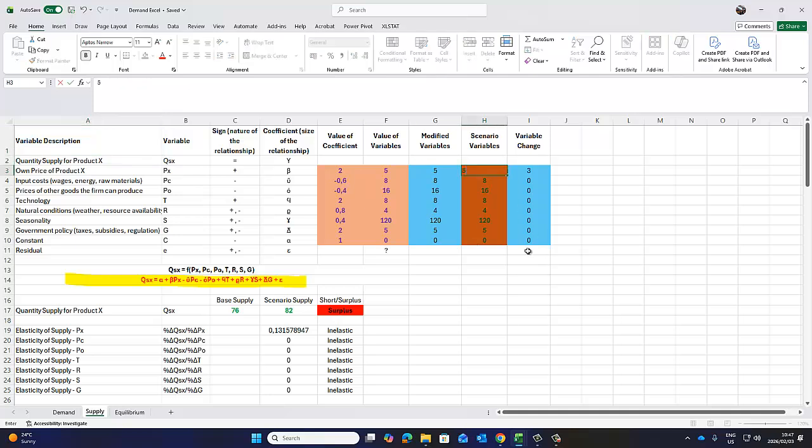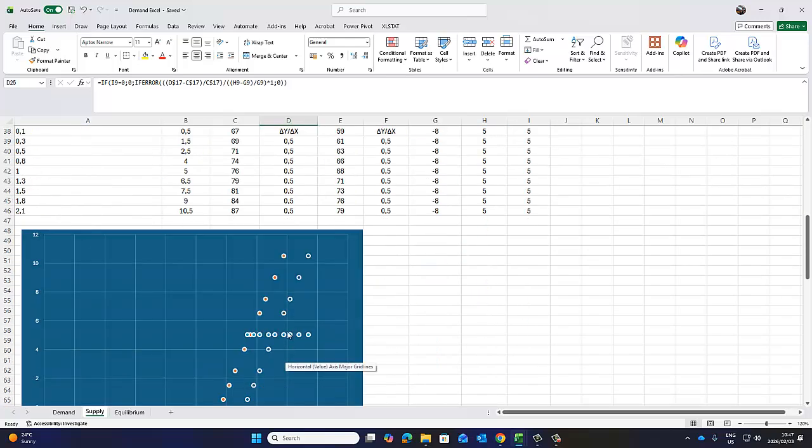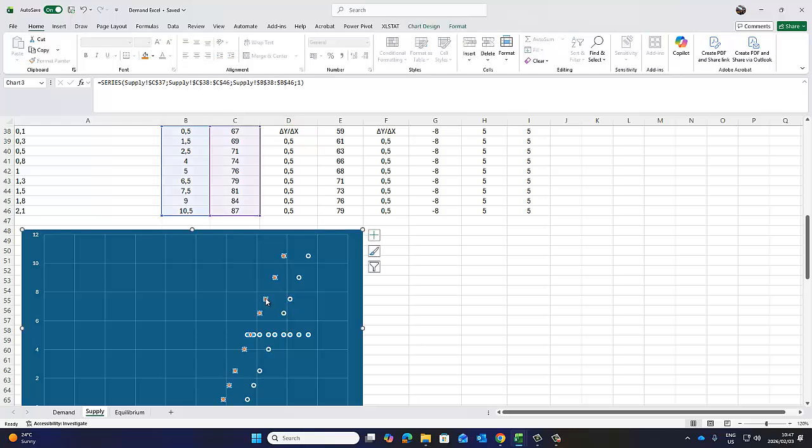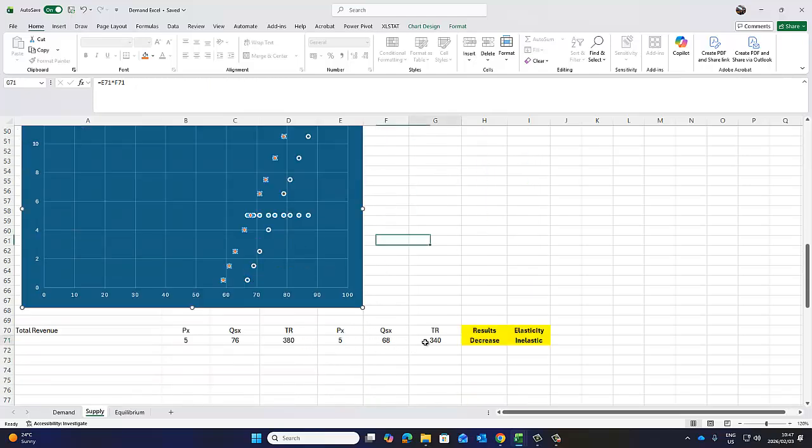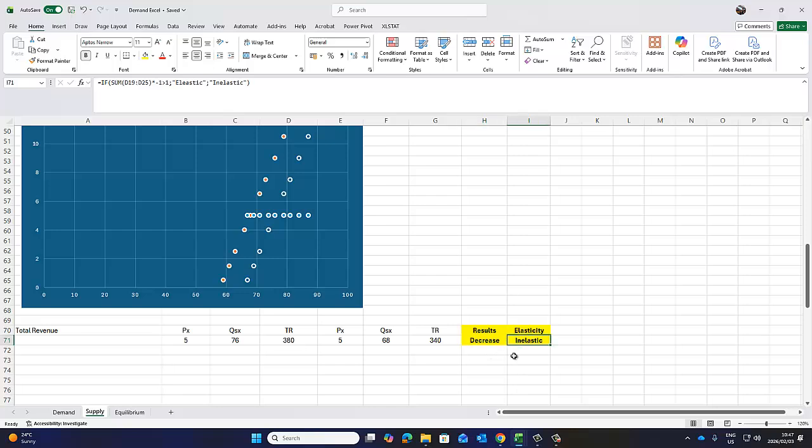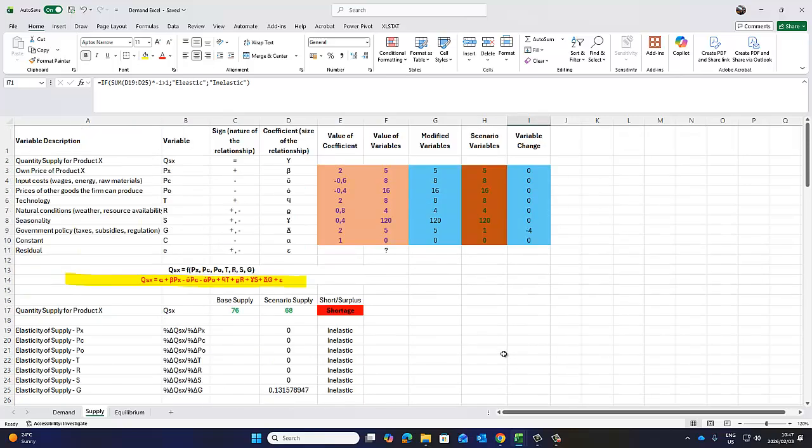So if we make that 5 again, let's do that. So let's make government policy, there's a shock, it becomes 1. Then you'll see the base supply decreases. Now it's a shortage, it's inelastic. It's a movement inward. So there's my original supply curve. You'll see there's my original. And there's my new supply curve, or my scenario-based supply curve. You'll see supply decreases. Now, price is still exactly the same. And now total revenue decreases. And supply is inelastic. And there we go. That's the supply side.